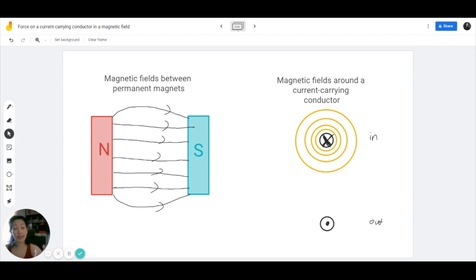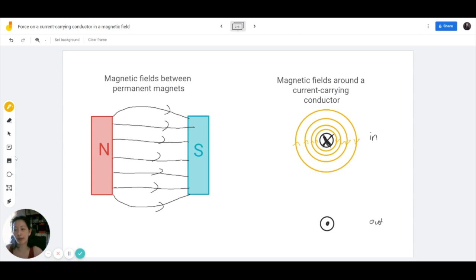Now, to determine the direction of the magnetic fields, if you recall, you use the right-hand grip rule to determine the direction. So in this case, because current is flowing into the paper, you'll find that the magnetic fields are going in a clockwise direction. So I'm just going to draw some arrows here to indicate the clockwise direction, like so.